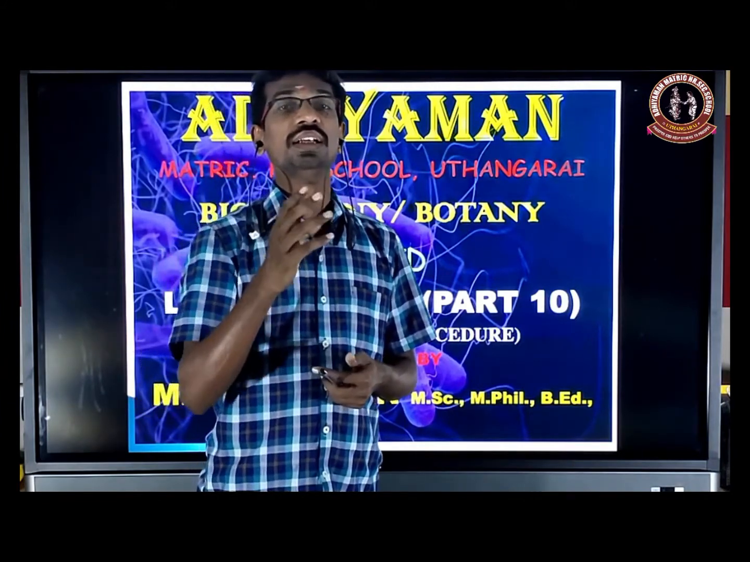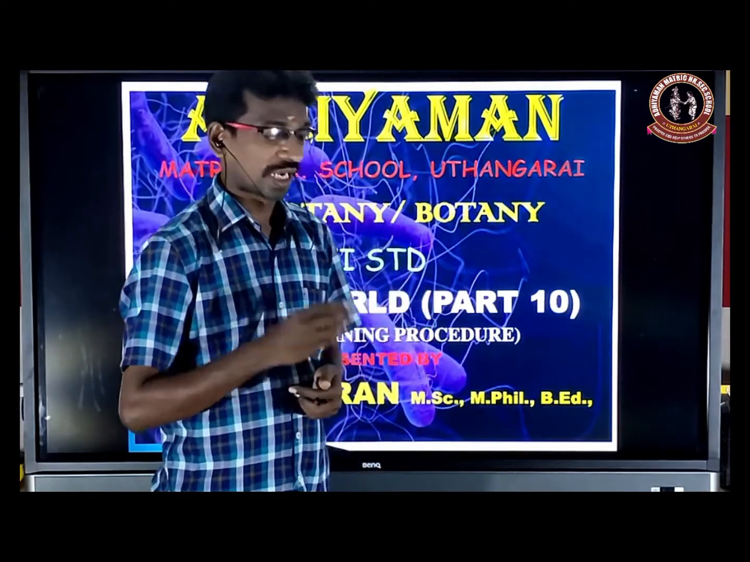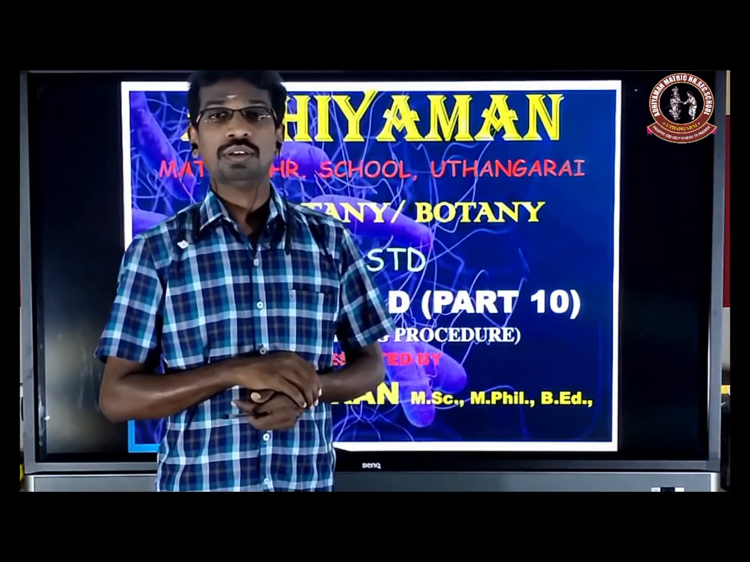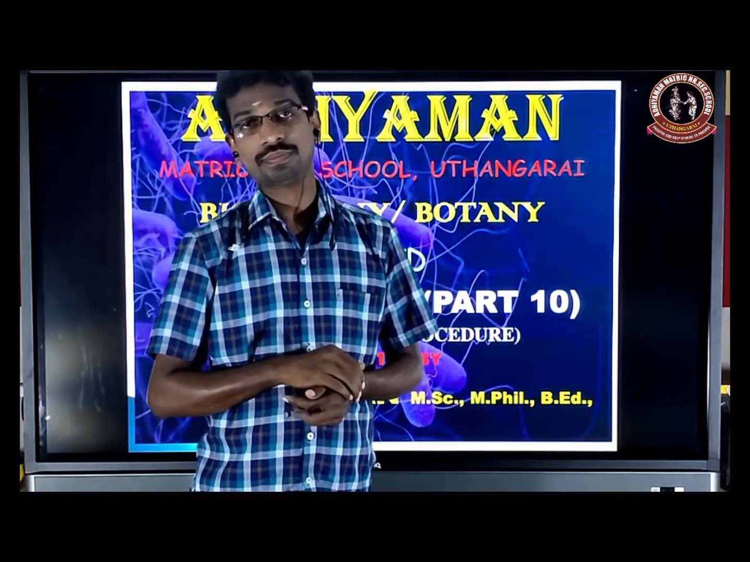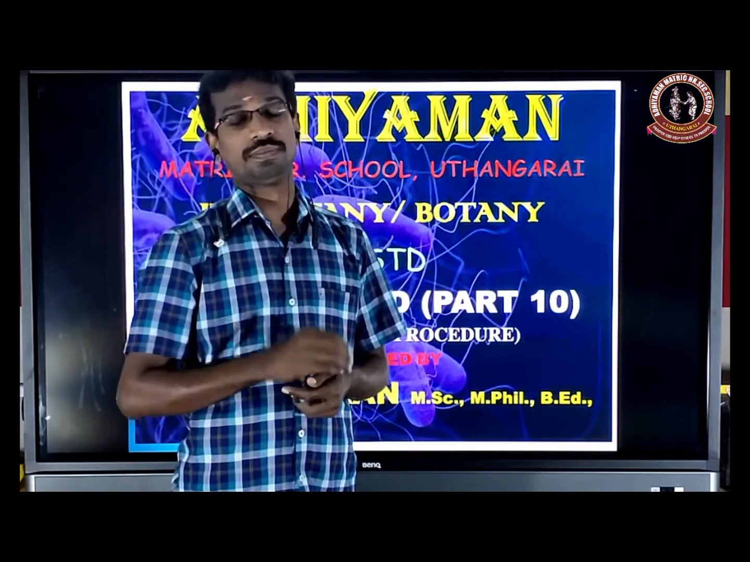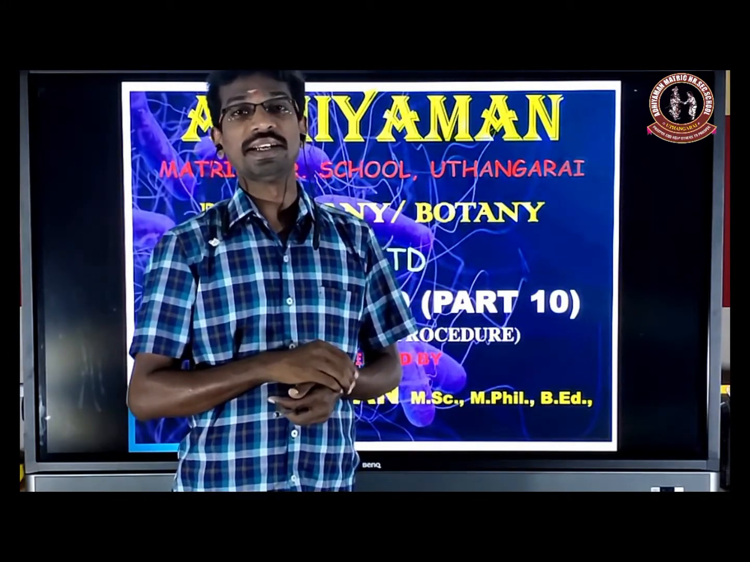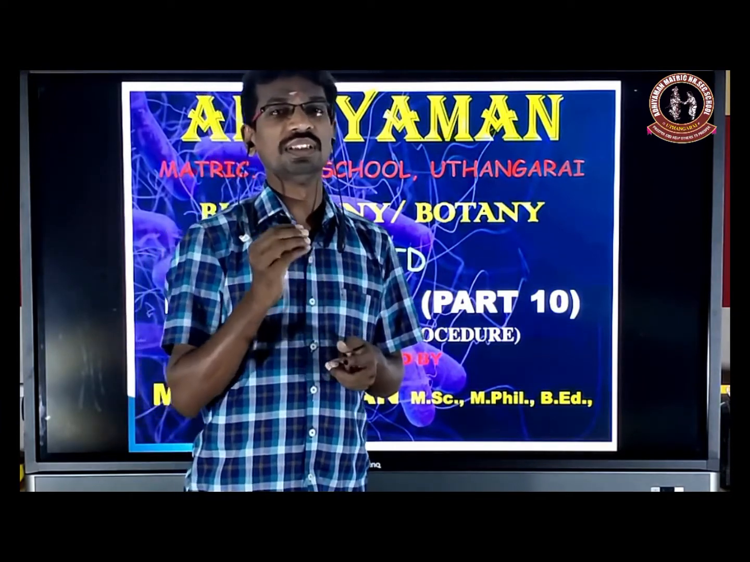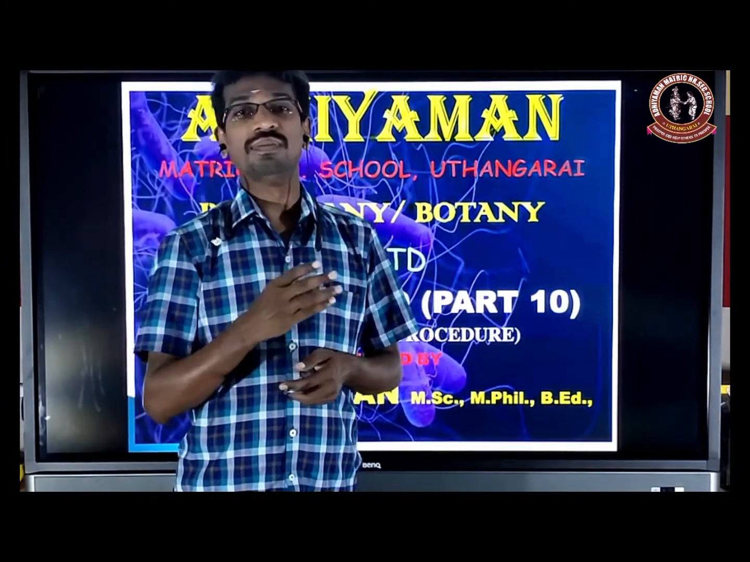Monotrichous means it contains a single flagellum at any one end. Amphitrichous means they have flagella at both ends. Lophotrichous means a cluster of flagella present at any one end. Peritrichous means flagella are present throughout the surface. Atrichous means there is no flagella. So like that, bacteria are classified into different categories based on the shape and based on the flagella.